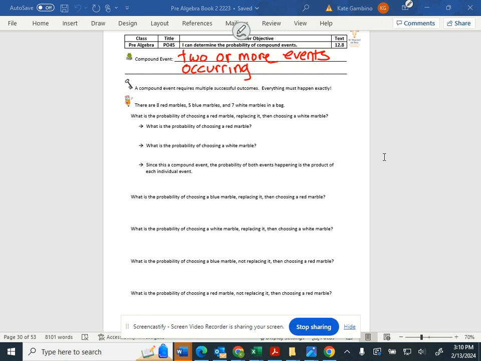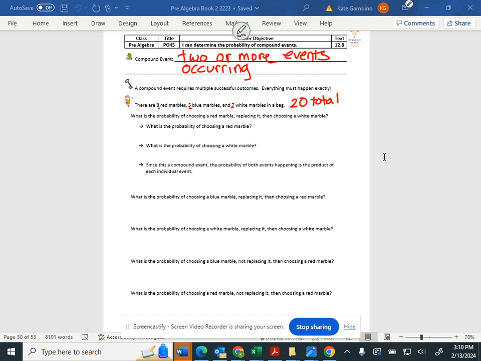There are 8 red marbles, 5 blue marbles, and 7 white marbles in a bag. The first thing we have to do is figure out how many total outcomes there are. So how many marbles are all together in the bag? Because remember, that's going to be our bottom number for the probability, total outcomes. So if we have 8 plus 5 plus 7, that is a total of 20. So now we're going to use those different numbers to find out our probabilities.